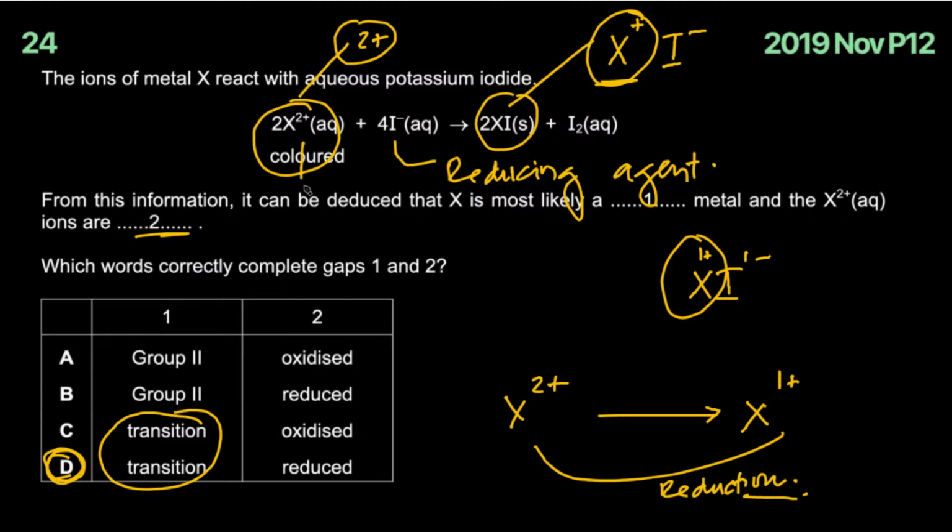In this one X goes from a 2 plus state to a 1 plus state. Let's look at the charge for X.